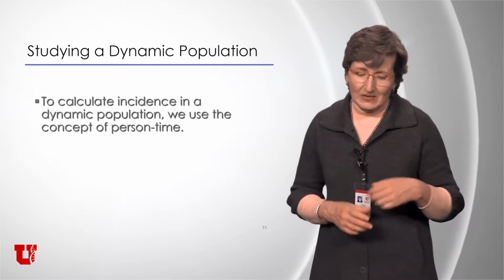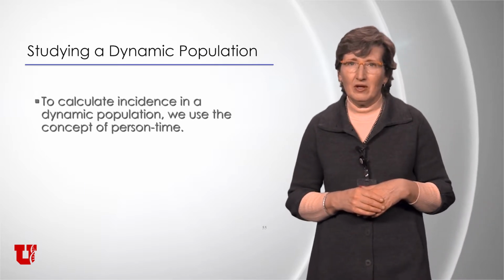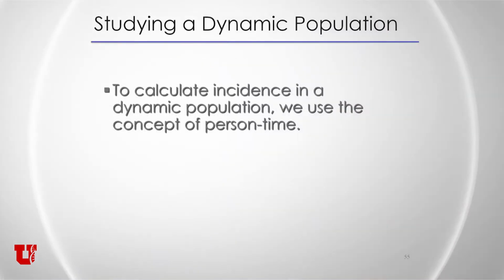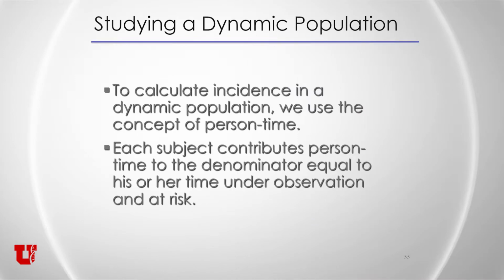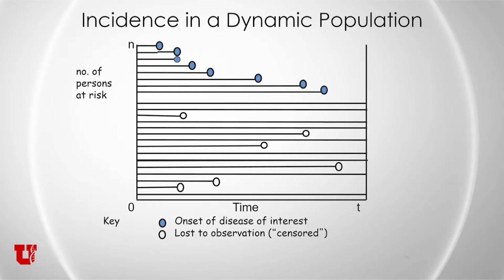So we need the concept of person time for that kind of measurement. Each subject in our population contributes person time to the denominator equal to his or her time under observation and at risk. So again, time under observation and at risk are the keys here.